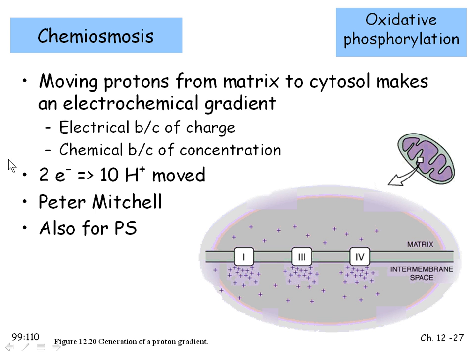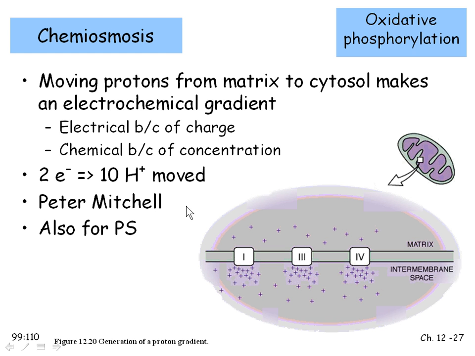When you do the bookkeeping and you look at how it actually works, 2 electrons fed in at the top by an NADH molecule from the citric acid cycle, for instance, or fatty acid oxidation, or whatever, 2 electrons in at the top will move about 10 protons. This was discovered by a man called Peter Mitchell.